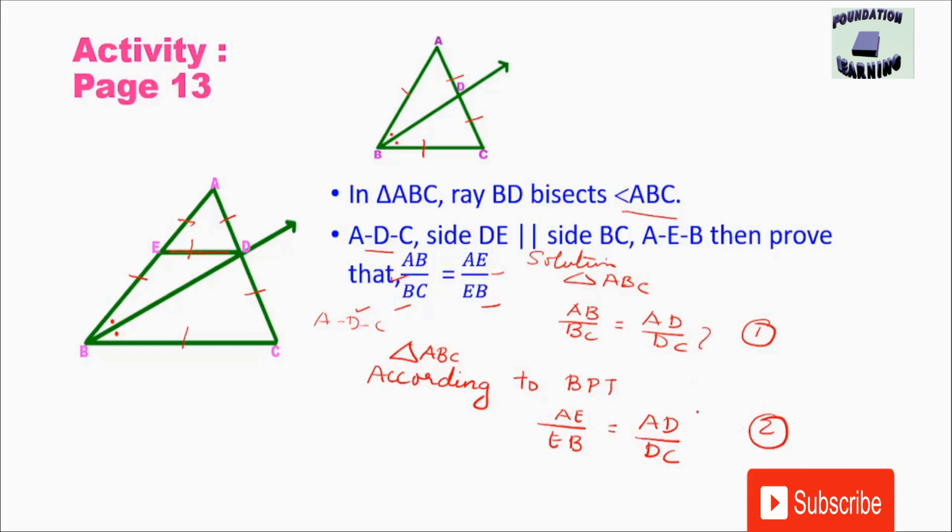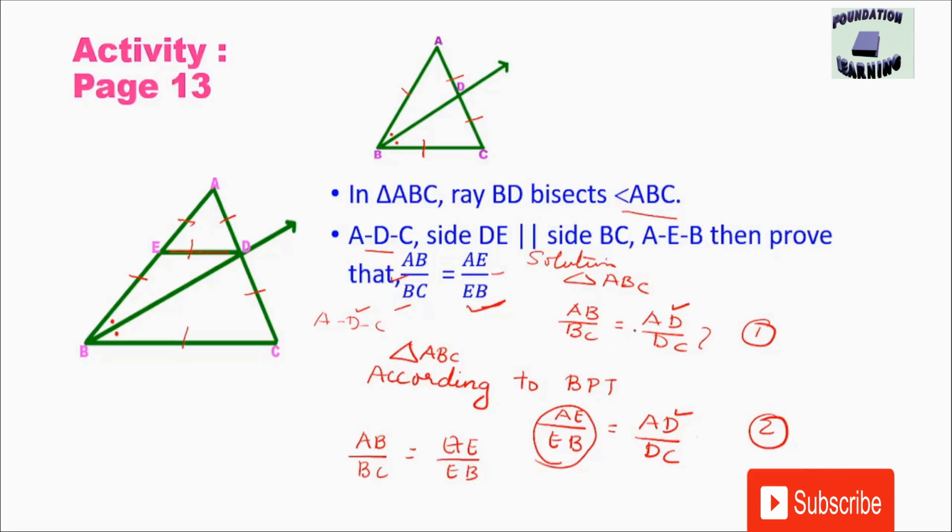What have we found in these two? They are similar. That means the first equation's right hand side and the second equation's right hand side are equal. So therefore AB upon BC will be equal to this one, AE upon EB. This is what we had to prove, right?